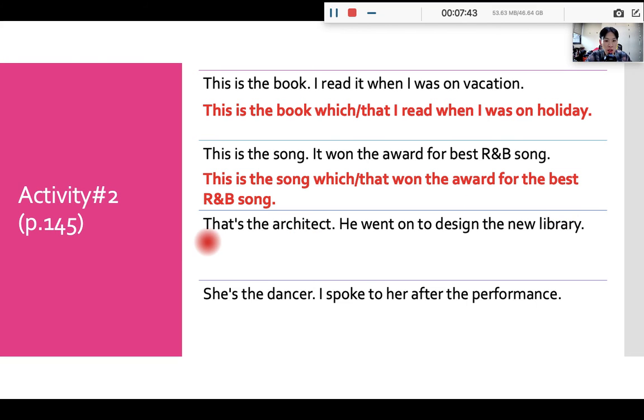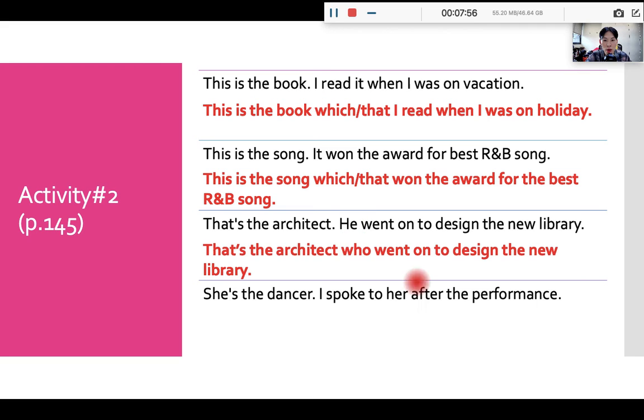Okay, the next sentence, that's the architect. He went on to design the new library. So architect and he are the same. So we are talking about a person here. So you will use the relative pronoun who. That's the architect who went on to design the new library. And who here refers to the architect. So let's put the word architect back into the relative clause. You can see the word takes the place of a subject. So it cannot be omitted.